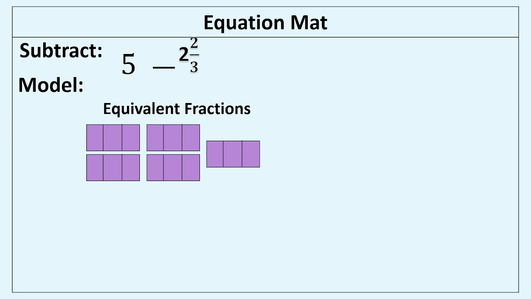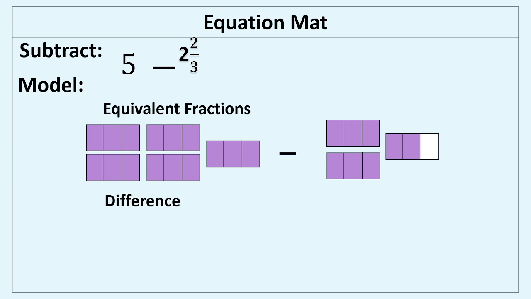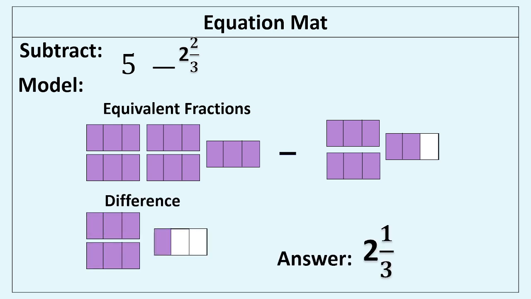So equivalent fractions, we have here 15/3 minus 8/3. So the difference is 7/3, or 2 and 1/3.